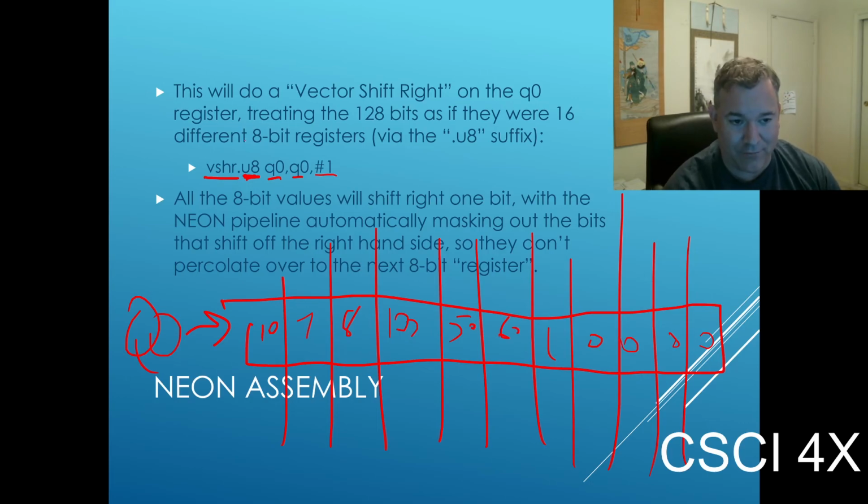After we did the vector shift right, the first byte will now be 5, the next byte will now be 3, the next will be 4, the next will be 50, the next will be 25, the next one will be 30, 0, and all these will be zeros. And so it does a division by 2 on 16 different chars all at the same time.